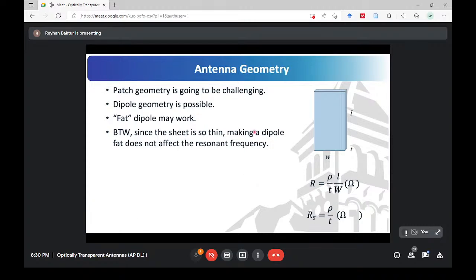For such a thin film that is not such a great conductor, the microwave signal can possibly leak through. For a film like that, it's going to be challenging to make a patch antenna, because you have a bad conductor as the patch and a bad conductor as the ground plane. That will make it really horrible. Therefore, in our group, we decided not to even explore the patch geometry. We will go directly to the dipole geometry. Dipole geometry might be possible.